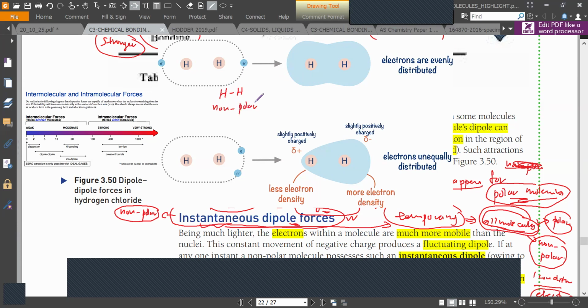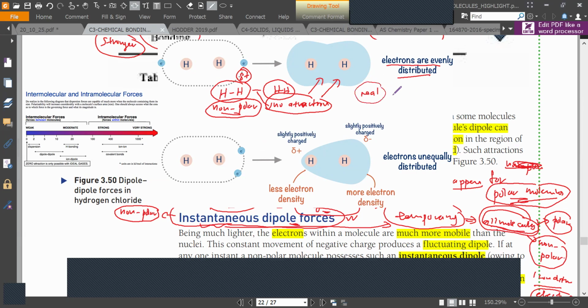So for non-polar, normally we say that if we have two hydrogen molecules, there is no attraction because they don't have any delta. Normally, we say that they have no attraction, because the electrons are evenly distributed.